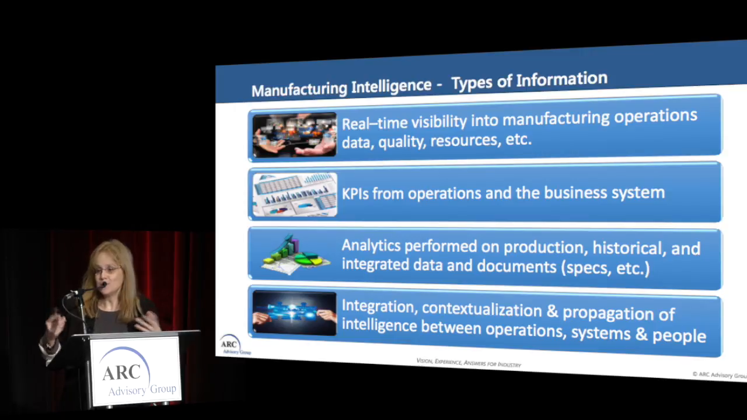So what are some of the types of information that we're seeing around manufacturing intelligence? Well, it's the real-time visibility into manufacturing operations, the data, the quality, the resources. It's the KPIs, and those are very important. And we have the analytics and the integration and contextualization.